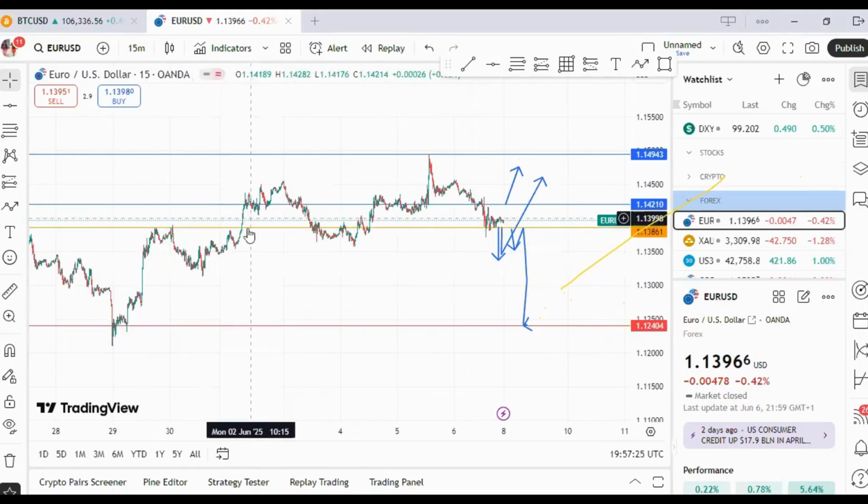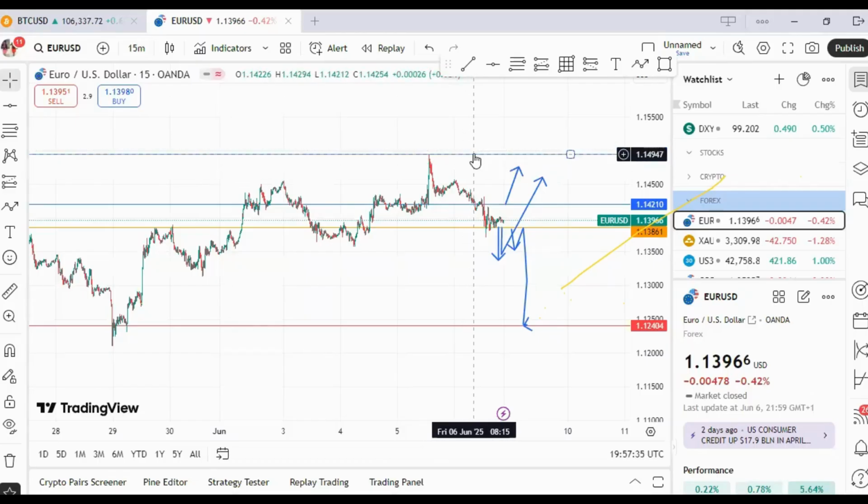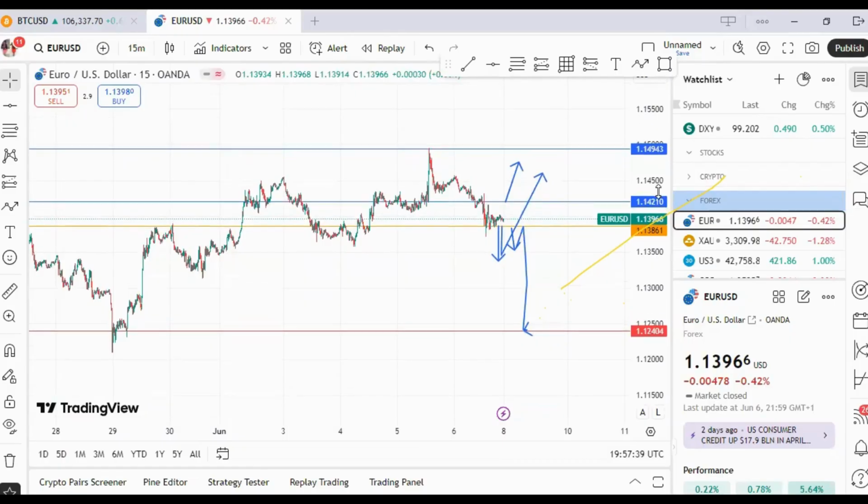So now when this guy, at some point, this guy was a resistance. When this guy was broken, this guy became the next resistance, and this guy is a support. And when this guy was broken, this one is the resistance, and this guy became a support. So that is how it's going to be.